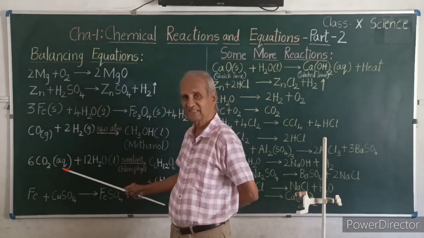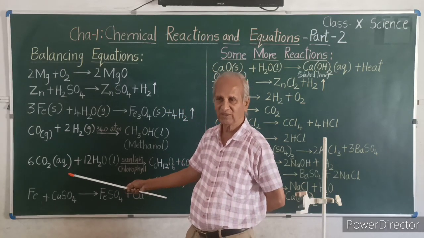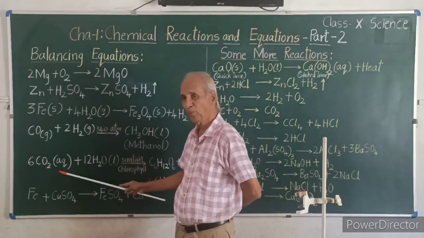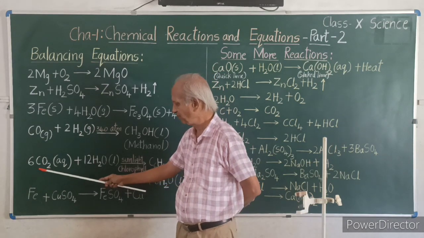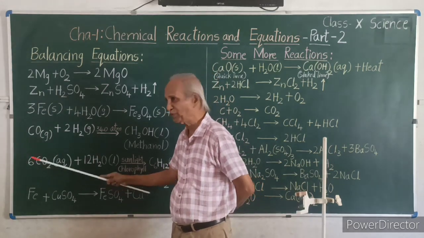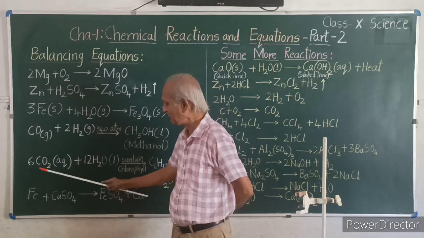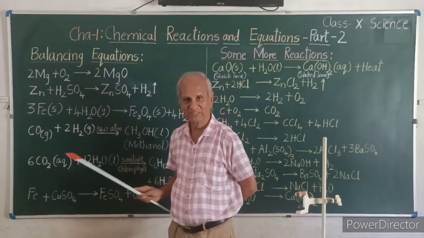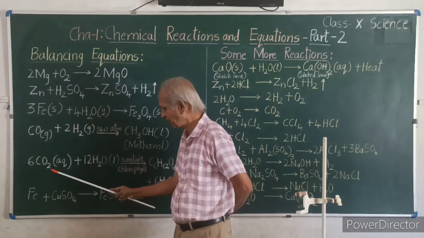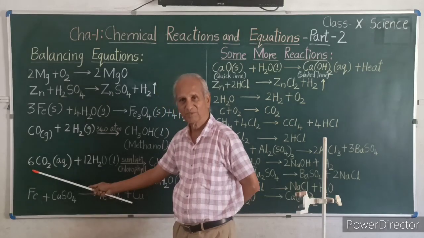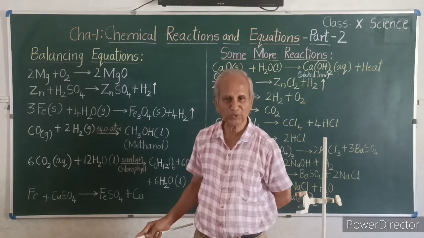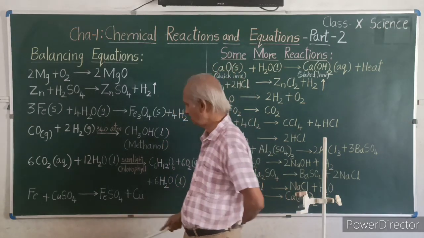6CO2, in bracket is given AQ. AQ stands for aqueous. It is in solution with water. CO2 is dissolved in water. This AQ tells. A solution of CO2, carbon dioxide. 6 such molecules. In each molecule of carbon dioxide, you have 1 atom of carbon, 2 atoms of oxygen. These two tells that. Here you have coefficient 6. Coefficient 6. What does that say? There are 6 molecules of CO2 involved in this reaction.